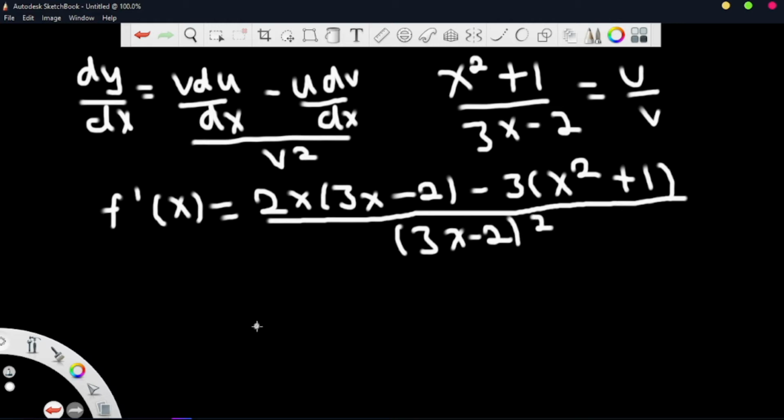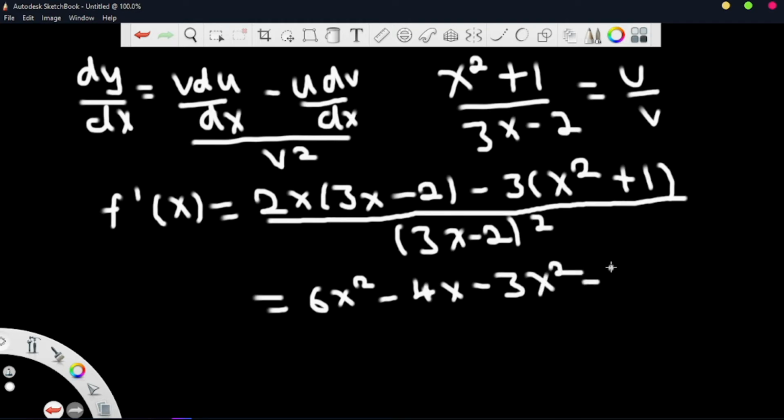So now we can go ahead and simplify that. Once we multiply, we're going to have 6x squared, that times that's minus 4x, 3 times that, we're going to have minus 3x squared minus 3, and then all this is over 3x minus 2.